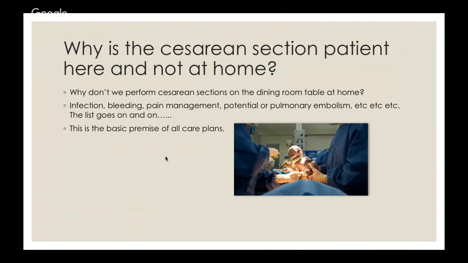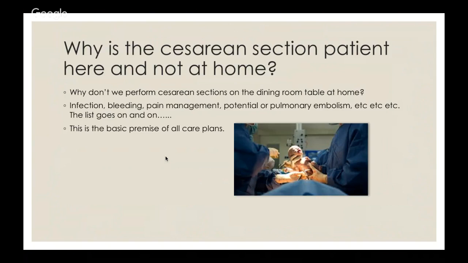So we don't do a C-section in our house because there's a high risk for infection. Now, don't get me wrong, my kitchen is super clean. However, I bet if you did a C-section on my kitchen table, you would still be at a pretty high risk for infection. There's the bleeding, right? I don't have all the stuff to control the bleeding. If you have surgery, you're going to bleed. So that's really concerning. And if I did C-sections at my house, how am I going to manage the pain? And what about some of the other potential complications, such as pulmonary embolism and all these other things?